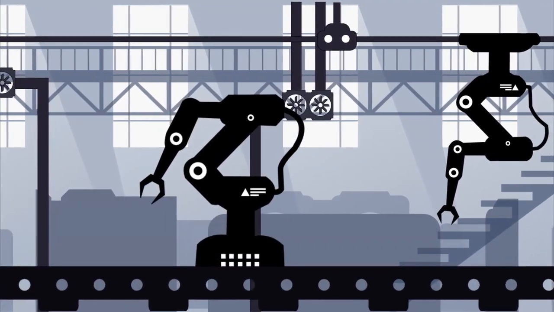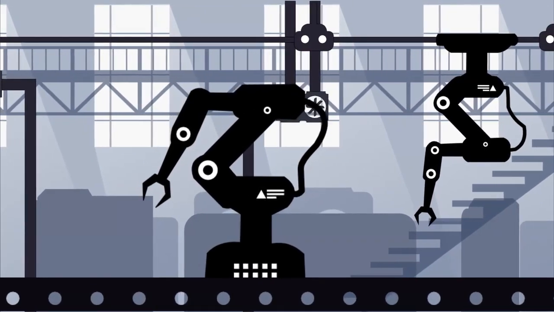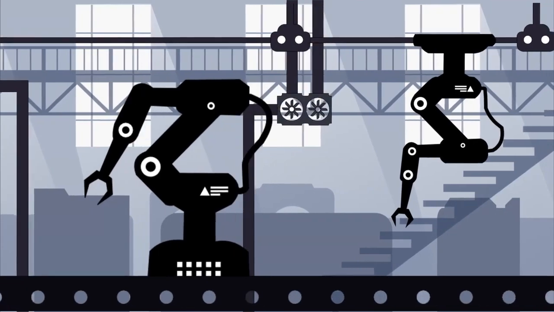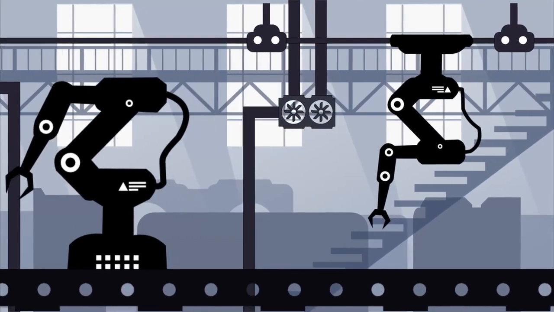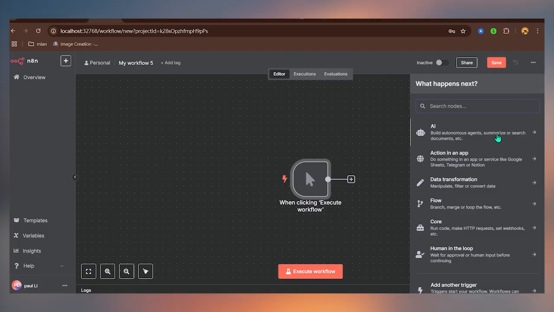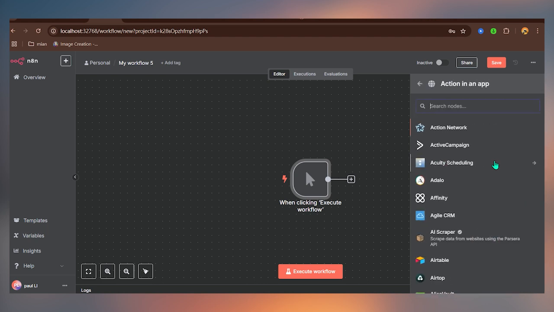This is where you choose what kind of step to add. Let's go through the categories. AI. These nodes use large language models like OpenAI or Hugging Face to generate text, classify data, answer questions, or summarize content. Action in an app. Use these to send a message in Slack, add a row to Google Sheets, or create content in Notion, Discord, or many other tools.